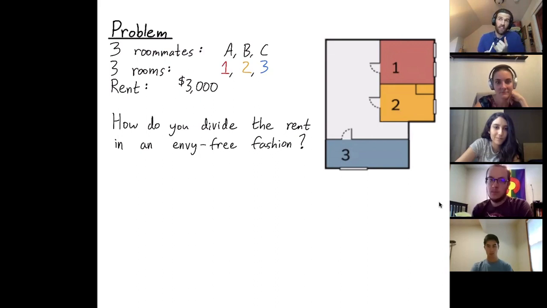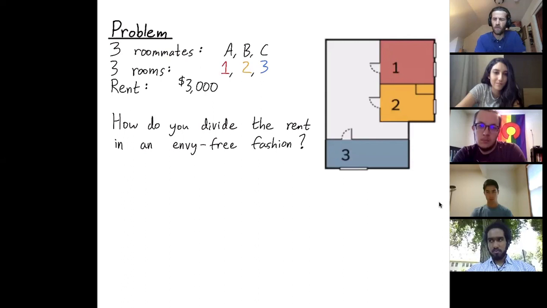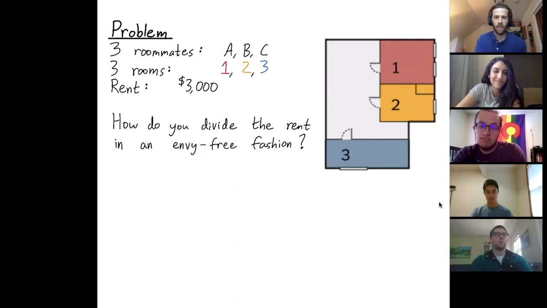So first of all, they need to decide how much each room costs. And they also need to decide who gets which room. And there's no ground truth value for which rooms are more desirable. Maybe I prefer the room with the bigger window, whereas Kyle prefers the room that's closer to the kitchen, etc.